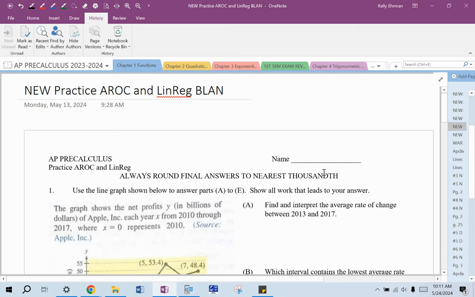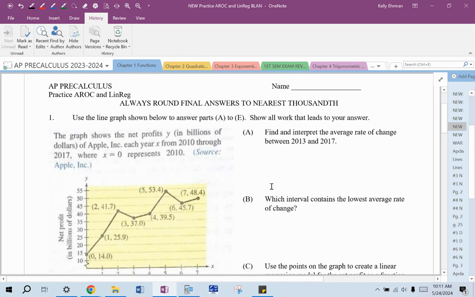All right, the homework tonight is a worksheet practicing average rate of change and linear regression.